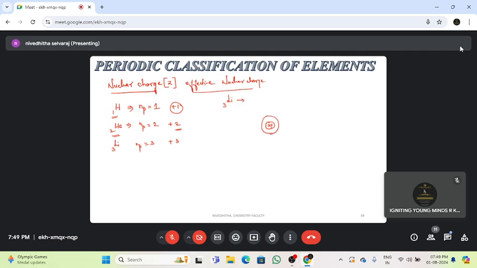So what is the configuration of lithium? It is 1s2 and 2s1. So in the first shell we'll have 2 electrons, and in the second shell we'll have only 1 electron, right? So all these 3 electrons will experience an attractive force from the nucleus, but the electron present in the first shell will experience more nuclear charge than the electron present in the second shell. What is the reason for this difference? The electron in the second shell will experience a very little nuclear charge compared to the electron in the first shell.